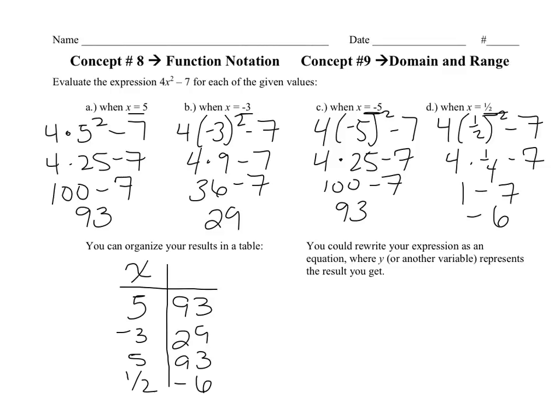So if you think about it, x is what we put in, and then what do we get out? We get out a y value, typically. So then the next question is, you could rewrite your expression as an equation where y, or any other variable, represents the result you get. For example, we put them all into 4x squared minus 7, so we could simply say that's the equation y equals 4x squared minus 7.